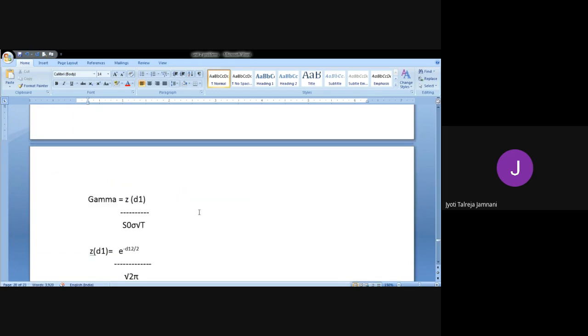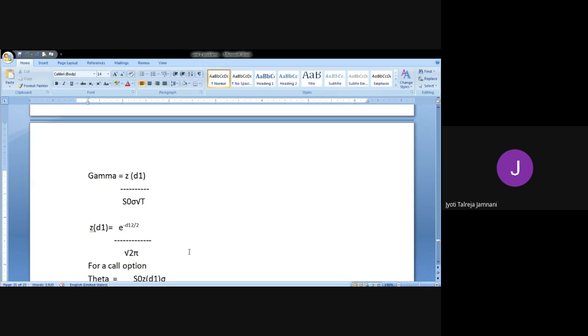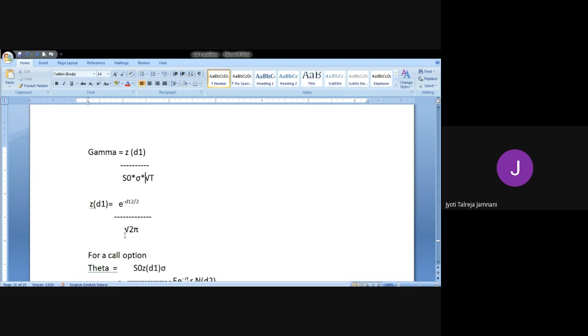The next option Greek, or the next derivative of option, is gamma. For this, we need to first find Z(d1), because in the main formula we have to do Z(d1) divided by S naught into standard deviation into root T. So before we do that, we need to first find the Z(d1) value. Z(d1) is equal to e raised to minus d1 square divided by 2.